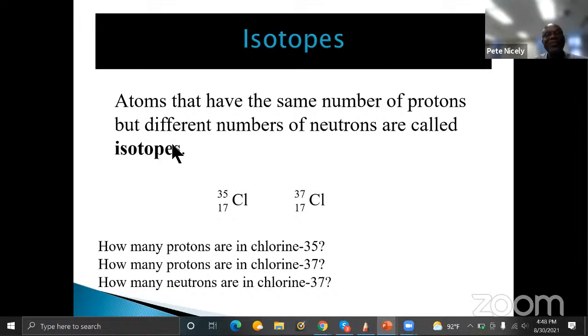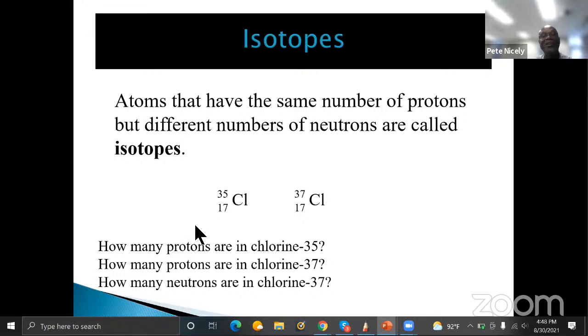What are isotopes? Isotopes are atoms that have the same number of protons, but different numbers of neutrons, all right? So different elements can have more than one isotope. For example, in the case of chlorine, there are two known isotopes, and I think there are others, but these are the two main ones. You have this one and this one, and you'll notice that the difference between them is that the mass numbers are different. And the mass numbers are different because the number of neutrons are different, all right?